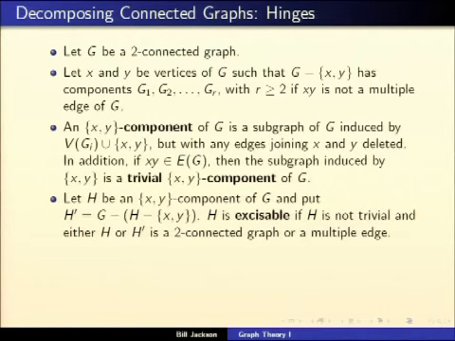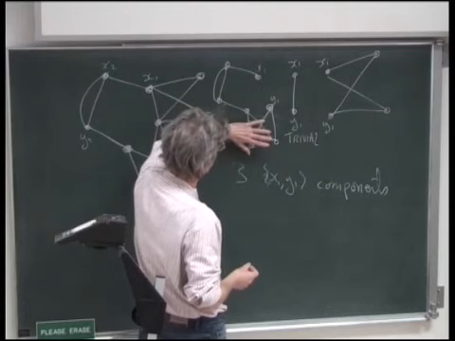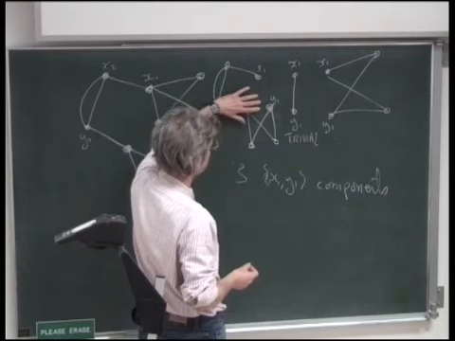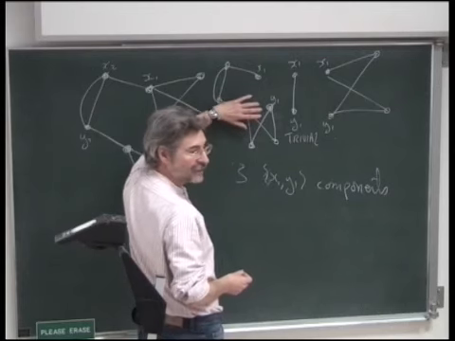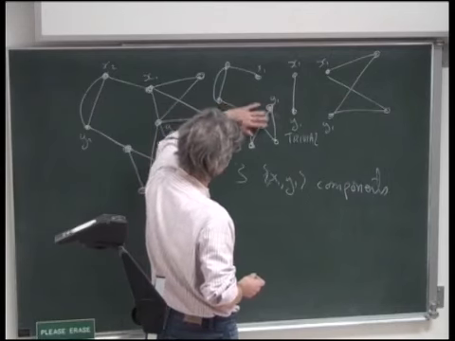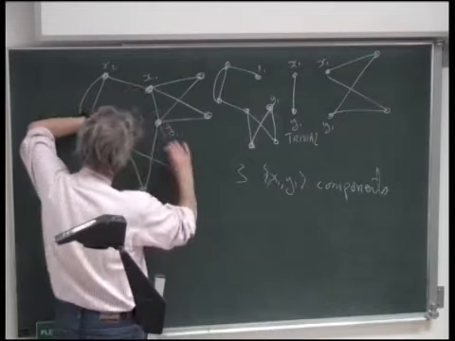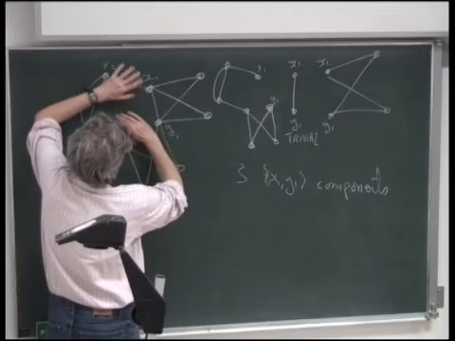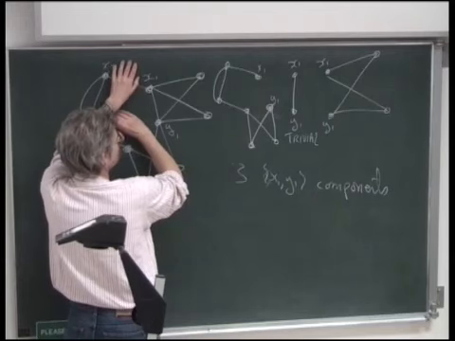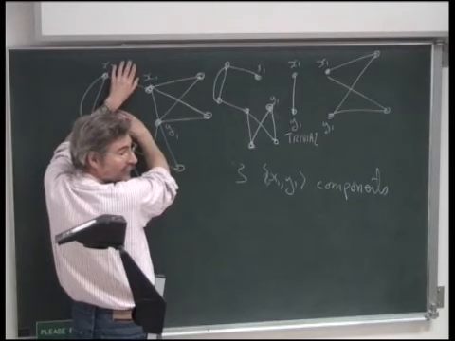So given an xy component, for example, this thing, we look at it and we ask, is it two connected? And the answer is no. But then we look at what we get by deleting the vertices other than x1, y1 from the graph, and we ask, is that two connected? And the answer is yes.